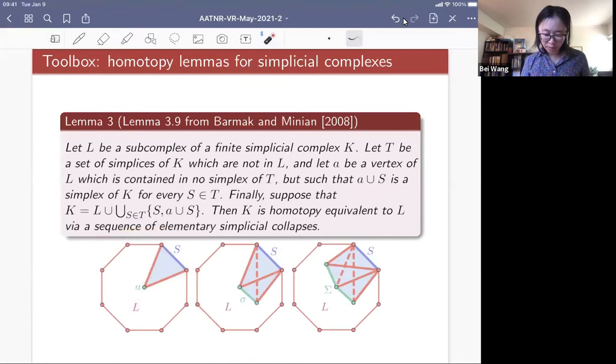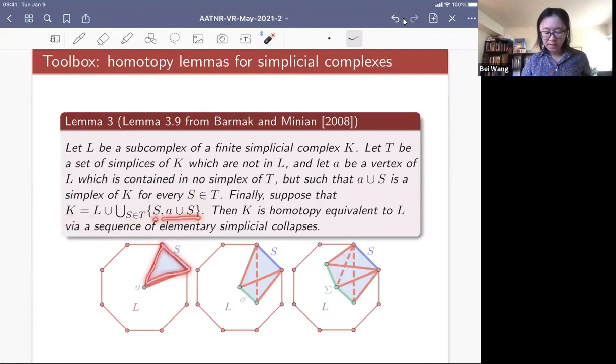So in another way, I'm forming a larger simplicial complex K by taking the union of L and every simplex in T, which is a set of simplices that is not in K, and by union sort of, so this one I actually forgot the definition. This is a sort of span of the simplices between S and the union of, say, this triangle, then there is a homotopy equivalence.